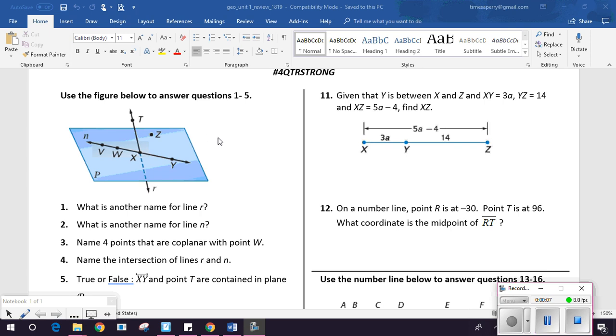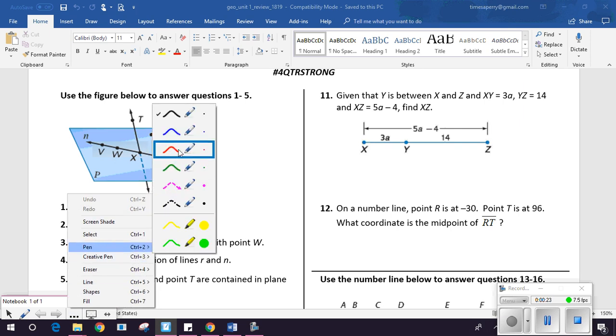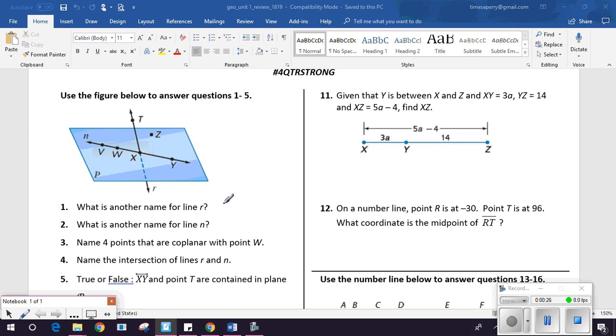For number 1, it wants us to provide another name for line R. Line R has points X and T on it. So it can also be named line XT or TX. As long as you have that line symbol on top, you're fine.